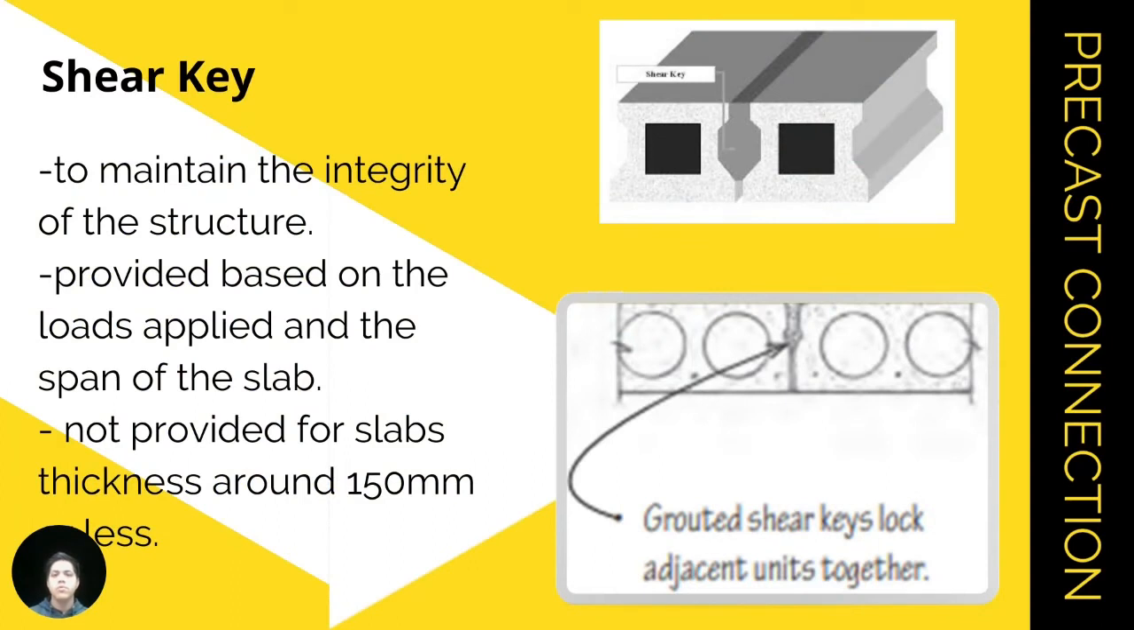So next we move to the second one, which is shear key. The purpose of a shear key is to maintain the integrity of the structure. In general, the shear key does not transfer the bending moment, but only transfers the shear forces due to lateral loads of the building, of the floor. A shear key can only be provided if the slab's thickness is around 150 millimeter or less. Otherwise, it's not suitable to use shear key as a precast concrete connection. You can see in the picture how the shear key is applied.